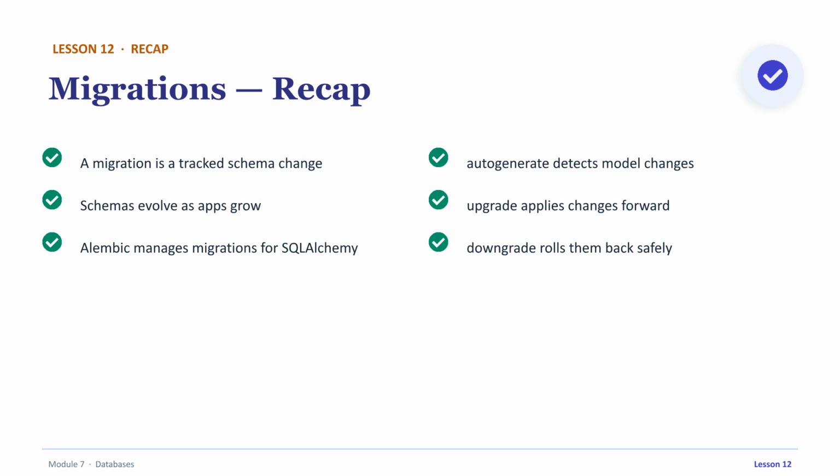Recap: a migration is a tracked schema change, essential as your app grows. Alembic manages migrations for SQLAlchemy. Auto-generate detects model changes, upgrade applies them forward, and downgrade rolls them back safely.